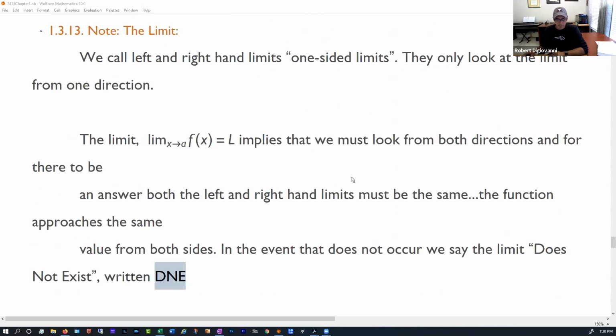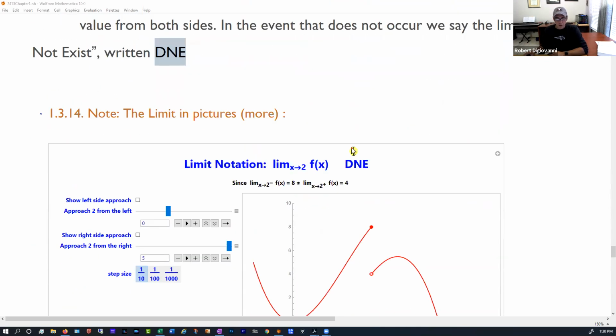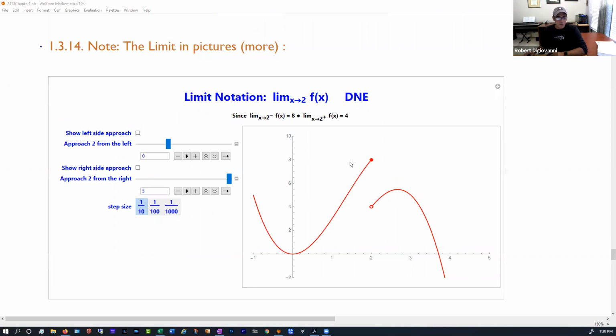Okay, so it does not exist. All right, this is exactly what Benjamin was just saying. From the left, it's 8, from the right, it's 4. And so the limit as x approaches 2 of this function doesn't exist.